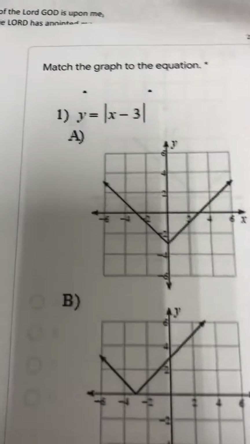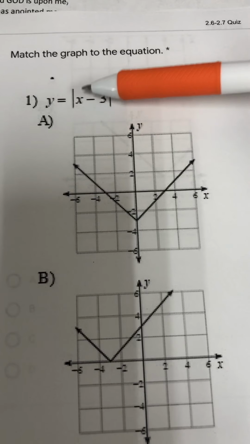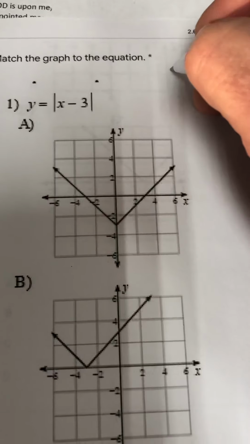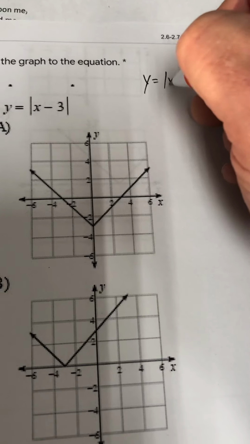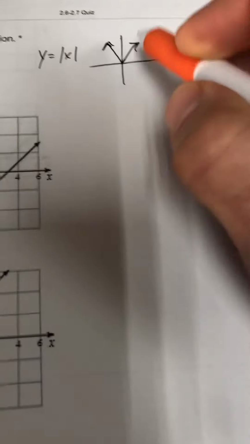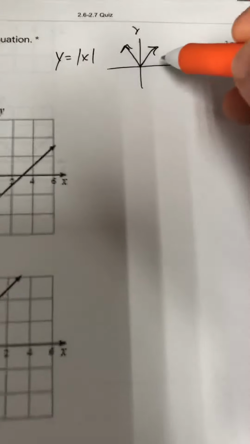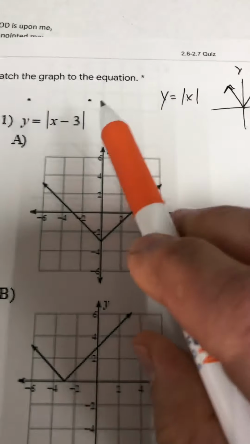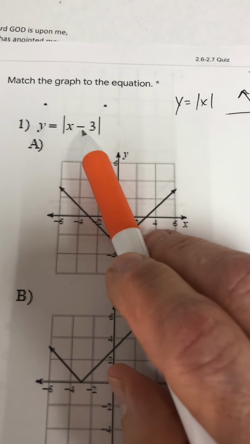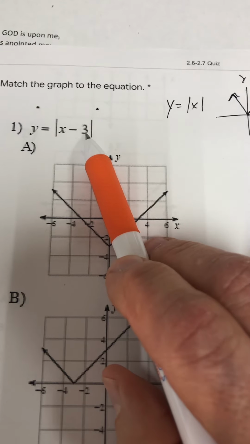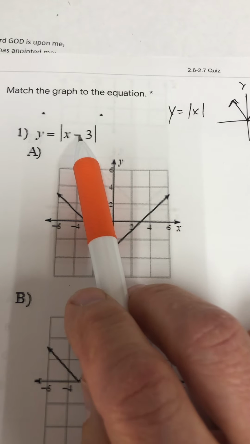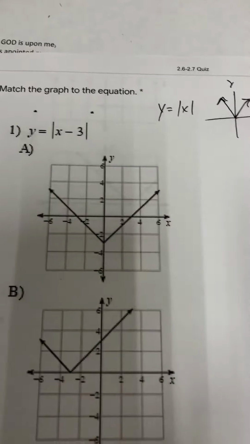For number 1, we have the absolute value of x minus 3. The parent function would have been the absolute value of x, okay? And remember, it looks like this. This is my y, this is my x. From here, it's minus 3, it's on the inside, okay? So that means it's going to be a horizontal change, so left or right. And remember the trick with the minus, okay? So it's either going to be moving left or right 3.